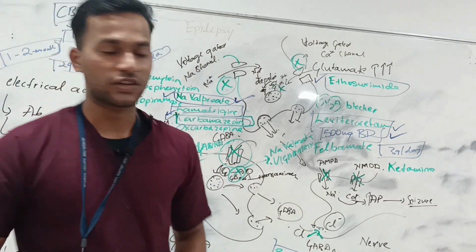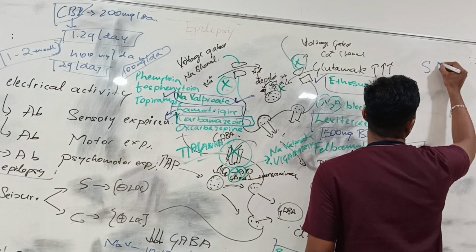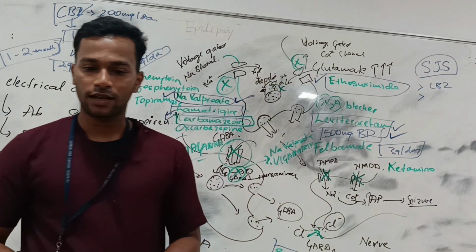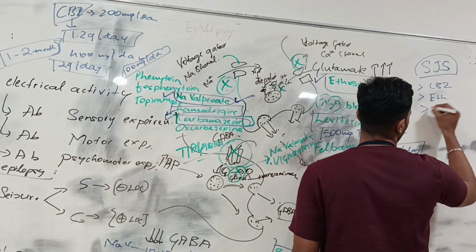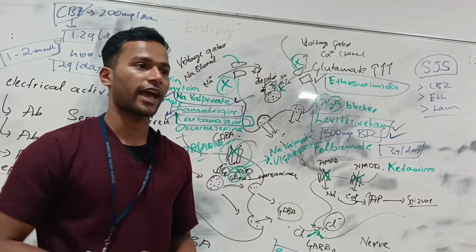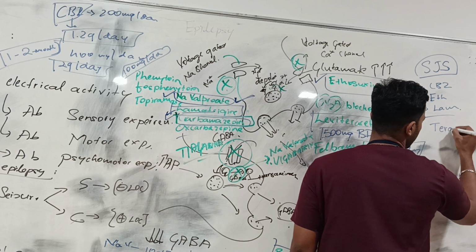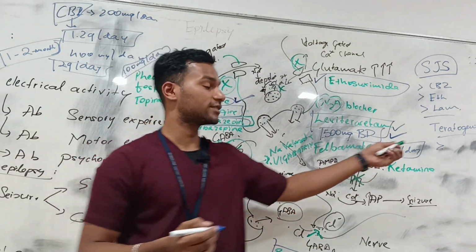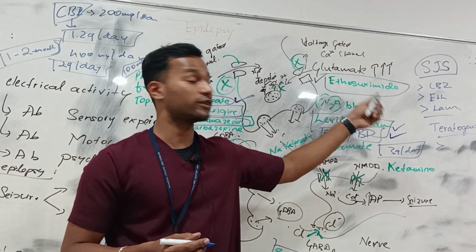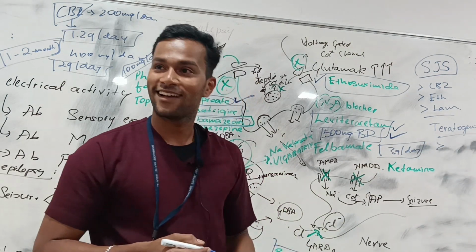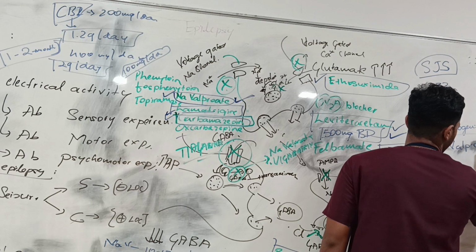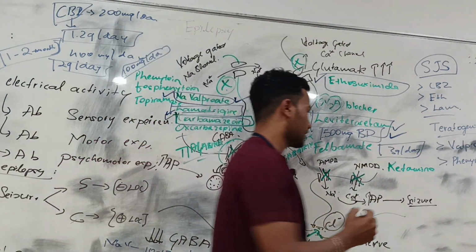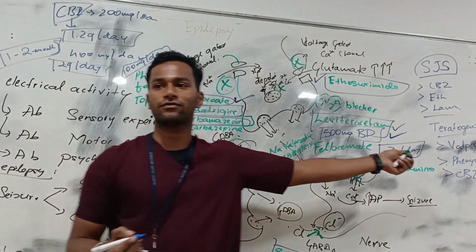Now coming to the ADRs which are mainly seen. One thing which we specially note is Stevens-Johnson syndrome. The drugs which cause Stevens-Johnson syndrome are CBZ, carbamazepine, ethosuximide, and lamotrigine. Then coming to teratogenicity, you should be careful while giving drugs in pregnancy. The drugs which have teratogenicity are valproate, phenytoin, and carbamazepine. These are the drugs we have to be careful with in pregnancy.